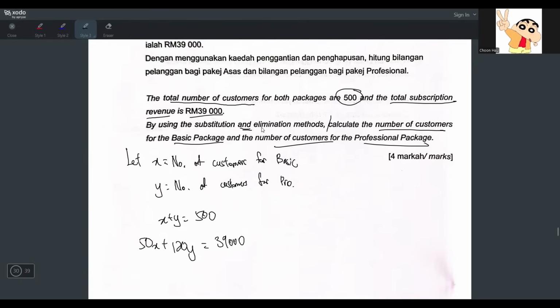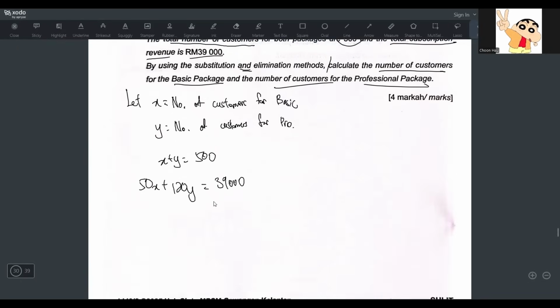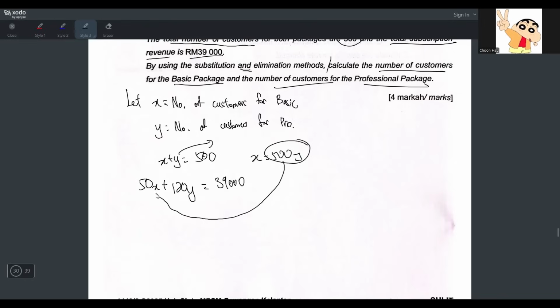Actually, if you ask me, between substitution and elimination, substitution is easier, because you can just find X single, move the Y over so X equals 500 minus Y, and then substitute this into the other equation, find Y, and then after finding Y, substitute to find X. That's the easiest way, right? But the question here says using substitution and elimination method. So does that mean they want you to use both? If they want you to use both, then I cannot do it like before already.